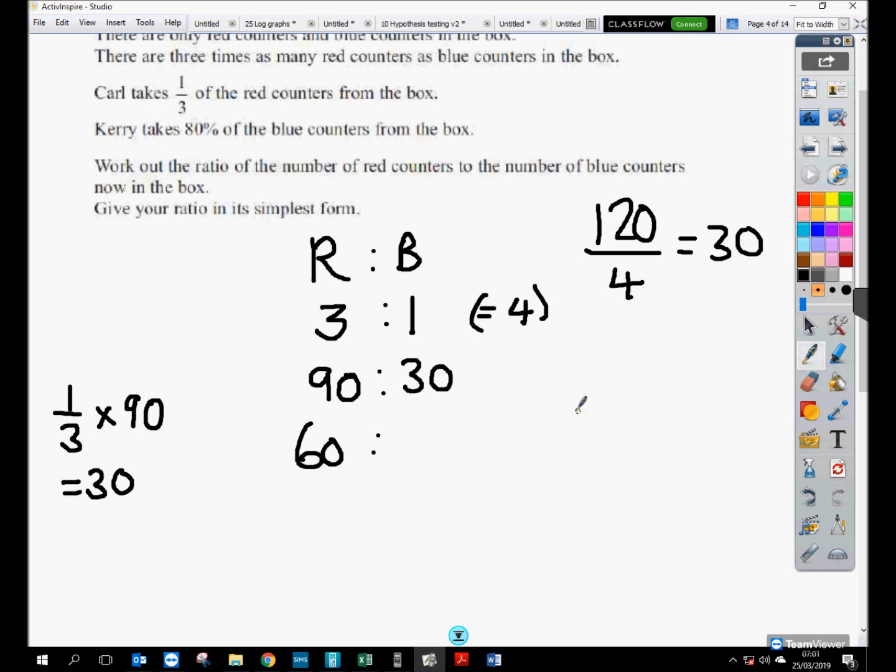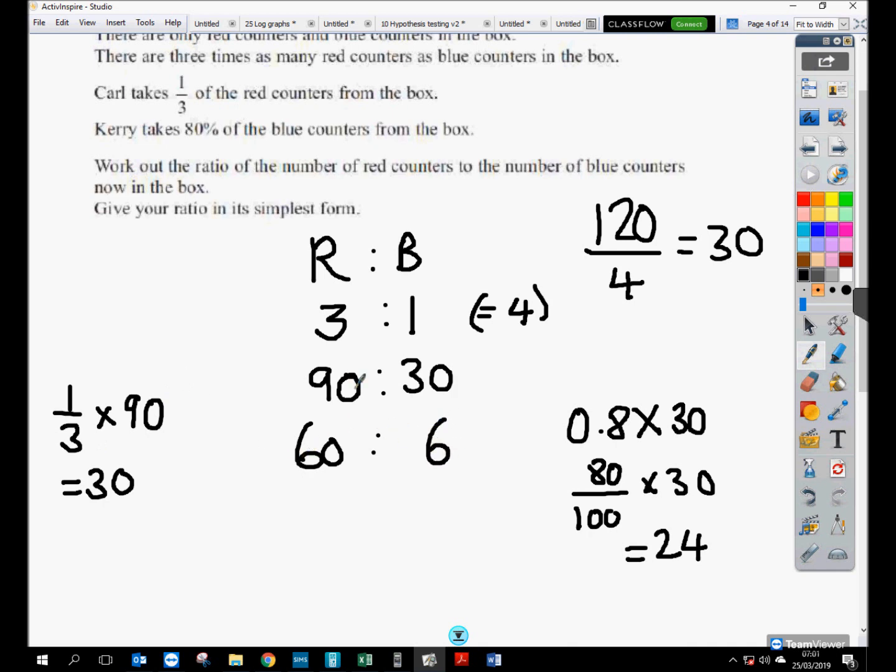Kerry takes 80% of the blue ones. 80% is the same as 0.8. 0.8 of 30. Or if you like, 80 over 100 times 30, whichever method you prefer. I'll work this out. And Kerry will remove 24 counters from the box. 80% of 30 is 24. So she's going to remove 24 counters from the box, which will leave 6 counters in the box.